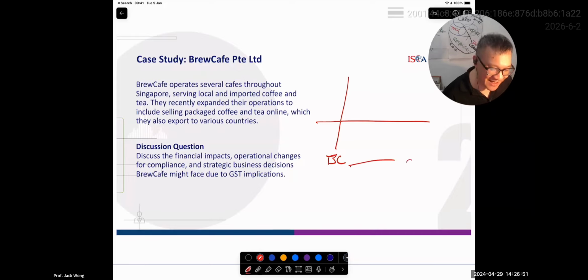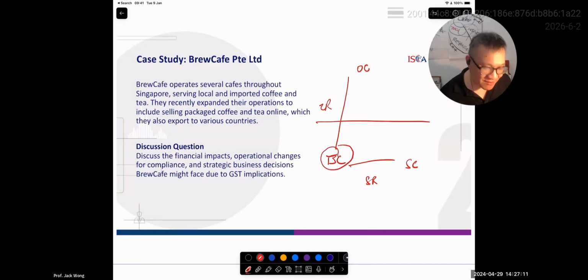So the customers are either in Singapore or overseas customers. So again, you can see that here, because it is serving local customers, there could be standard rate supply. If it's serving overseas customers, there's a zero rate supply issue.